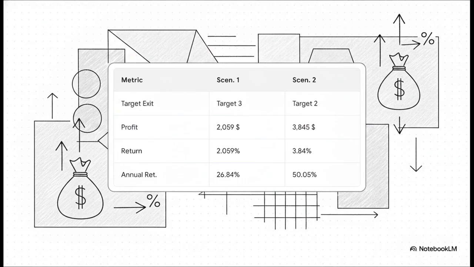Let's objectively compare the expected returns across two different mathematical scenarios. In Scenario 1, where the exit is at Target 3, the expected total profit is $2,059. That gives us a 2.059% expected return, or an annual return of 26.84%. Now, in Scenario 2, the alternative, where the exit is at Target 2, the expected total profit bumps up to $3,845. This yields a 3.84% expected return and an annual return of 50.05%.